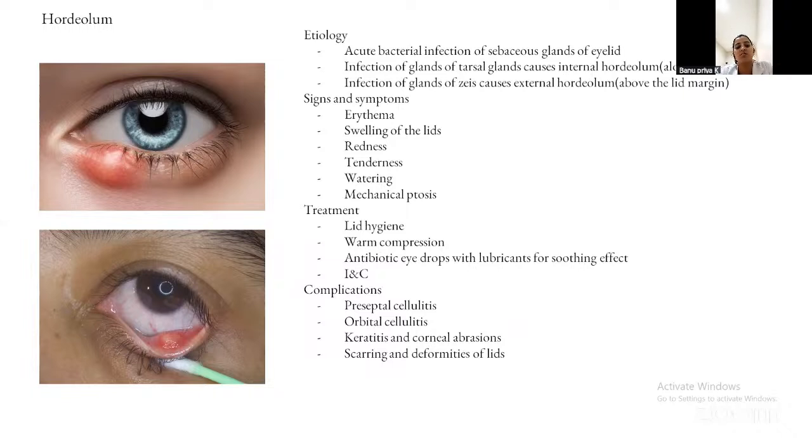Signs and symptoms would be erythema, redness of the lid, swelling of the eyelid, conjunctival redness, tenderness, watering, and mechanical ptosis. Treatment would be eyelid hygiene, warm compression, antibiotic eye drops with lubricating drops for soothing effect. Incision and curettage will be done at the last. Complications would be preseptal cellulitis, orbital cellulitis, keratitis, and corneal aberration. This could also occur in case of persistent chronic infection. Scarring and deformities of lids could also be there.